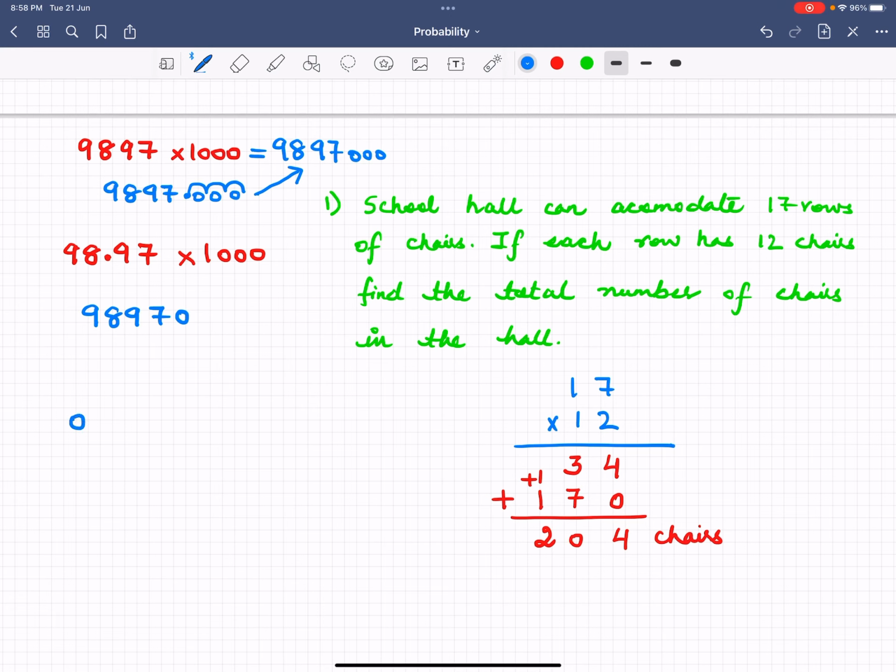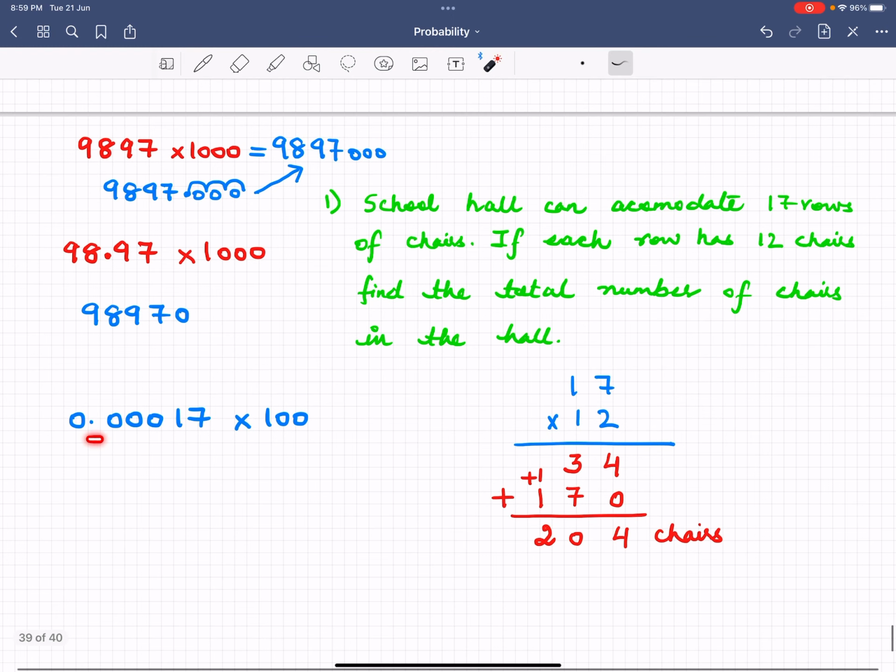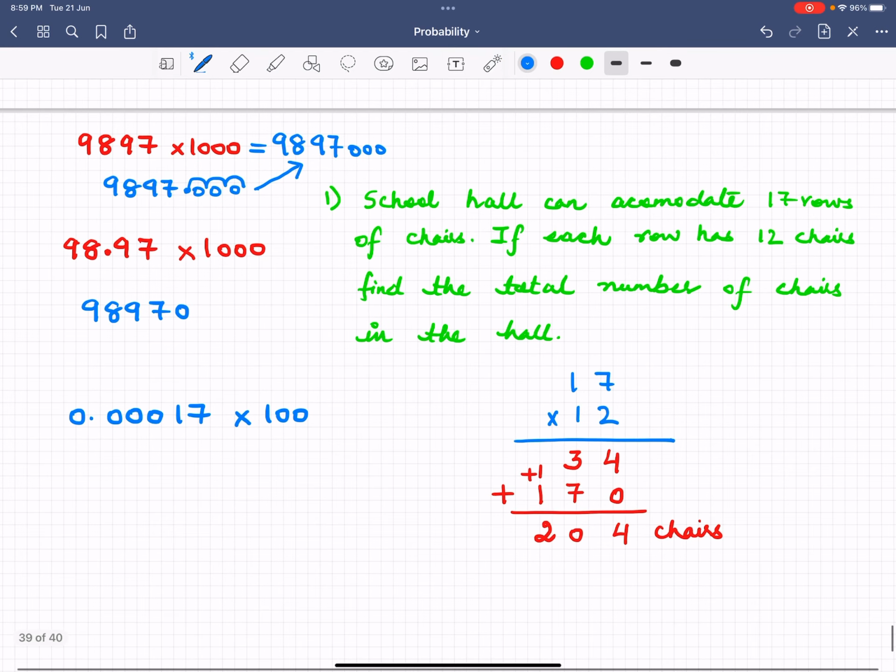Let's look at another example with decimal. For example, we have 0.00017 multiplied by 100. Now this is the position of the decimal, and the decimal has to jump to the right 2 times. So the decimal will jump 1 time and 2 times. So when the decimal comes in this position after jumping to the right 2 times, our answer will be 0.017.